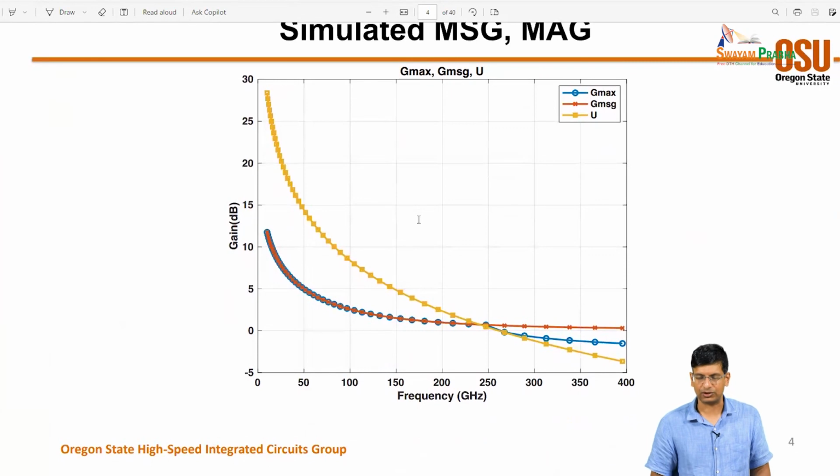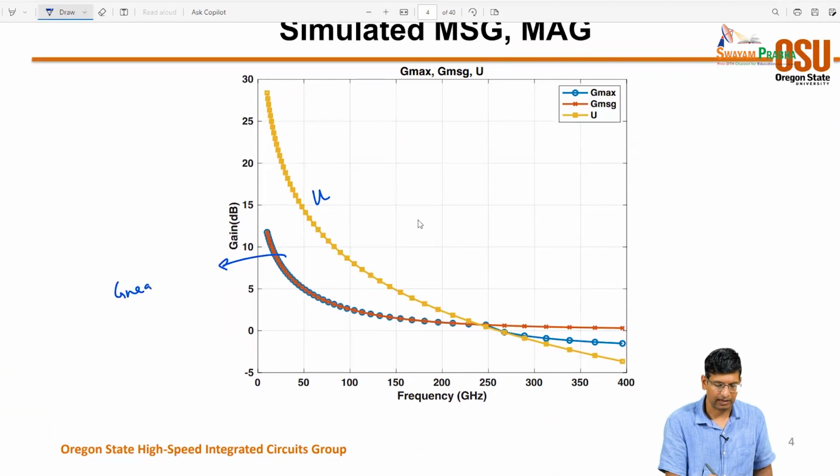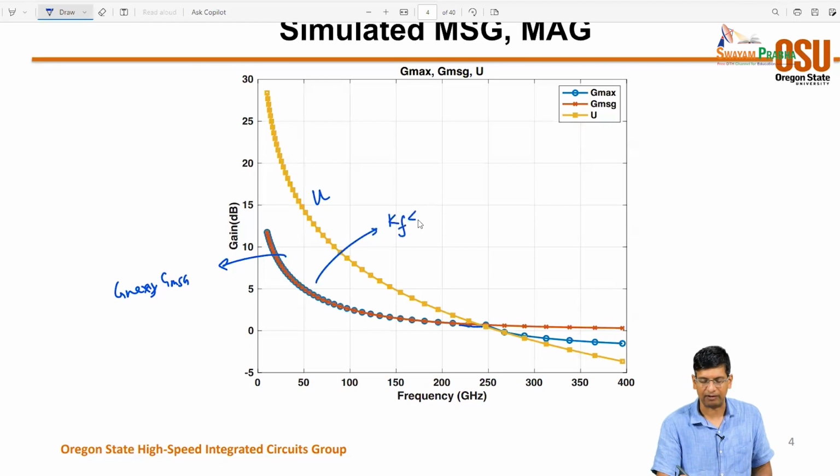Let me demonstrate this in the technology that you're working with, right? I ran some simulations on just an arbitrary device, right? And this over here is what you see as U, and this is GMATs and MSG, right? GMSG. As I mentioned, at all these frequencies up here, what this is implying is that K factor is less than 1 at all these frequencies.